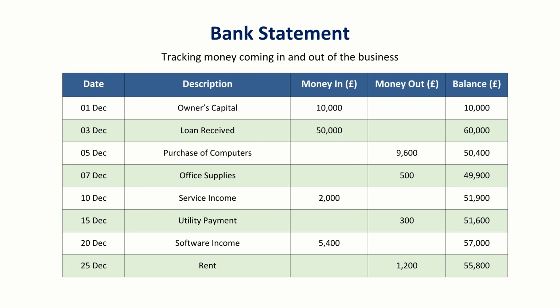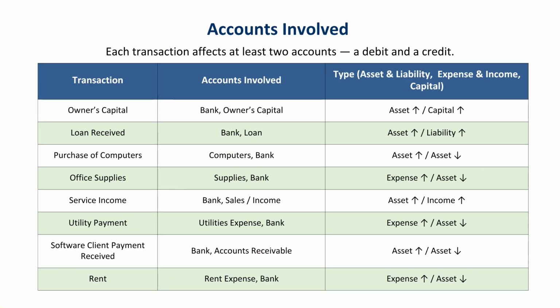These are everyday business events. Our job is to turn them into accounting entries. The plan is, first, we'll take each transaction and decide which accounts it affects. Second, we'll record it into our T accounts. Third, we'll total everything up and check that our trial balance still balances. Basically, we're turning business paperwork into balanced numbers.